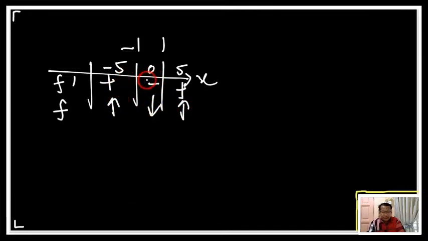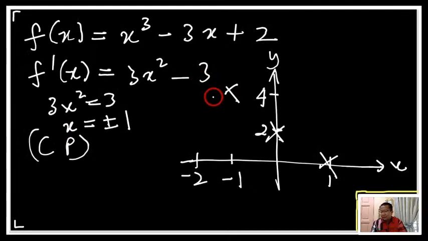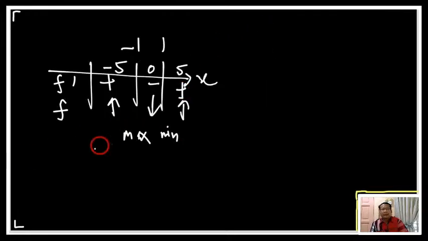Up, down. So this one is the maximum point. Down and up. This one is usually the minimum point, maybe. Okay, so you go up until minus 1, and then you go down. You go down, and then you go up. Okay, now for the concavity.